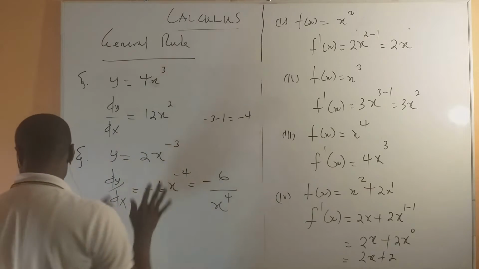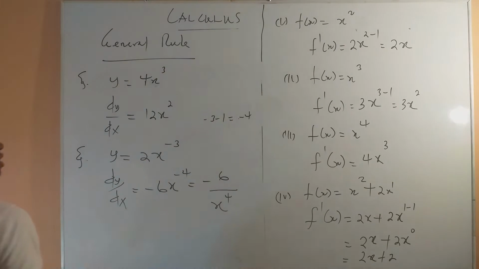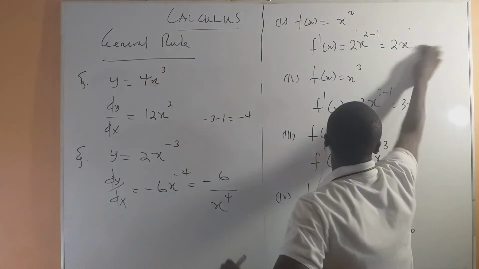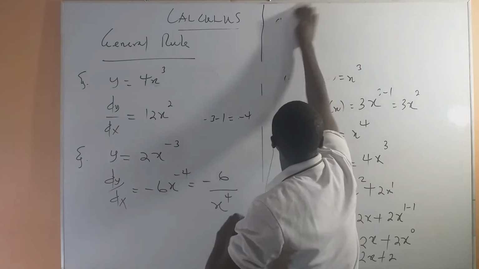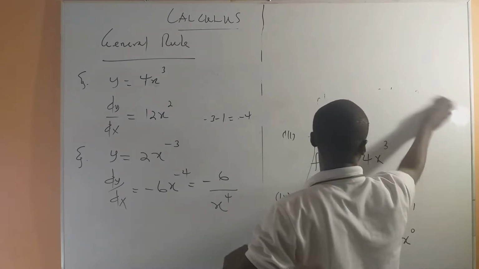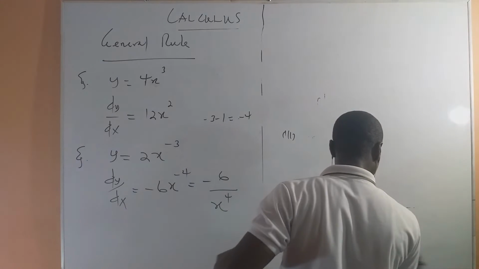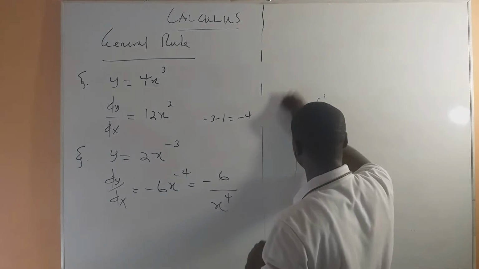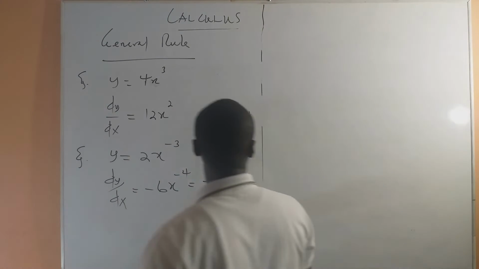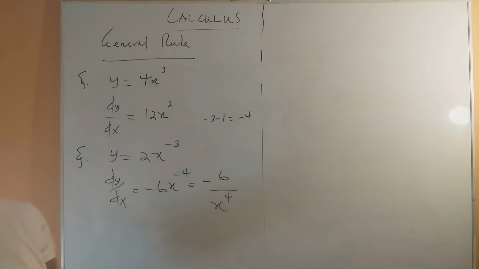So in general, that is how we differentiate functions. You use the exponent to multiply the coefficient of the variable, then you subtract 1 from the exponent.